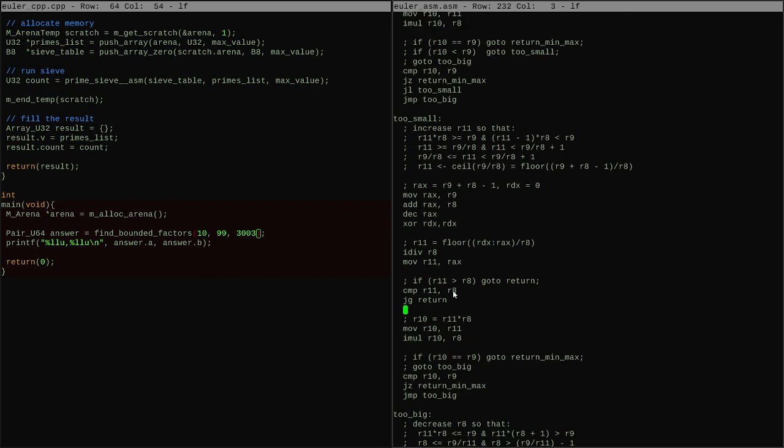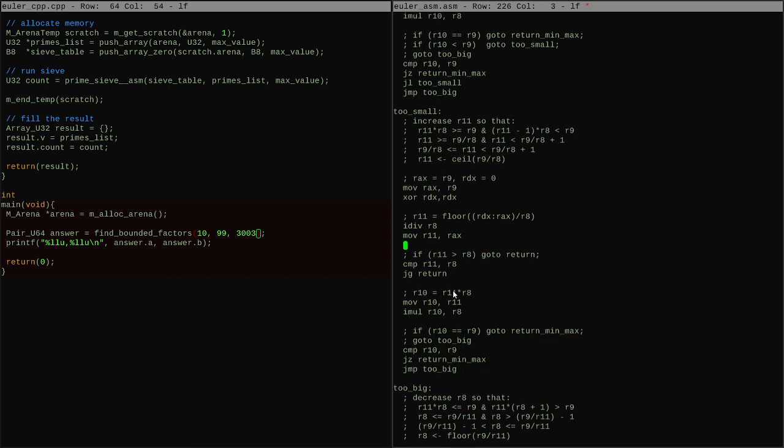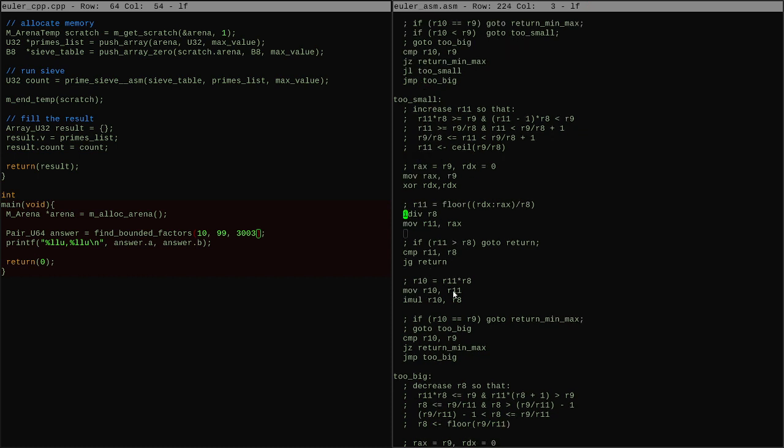Now let's see if we can do the idea of eliminating the multiply. So to do this, what we're going to do is say, forget this again. We're going to go with the fancy idea. Do our divide cleanly and move the result into R11.